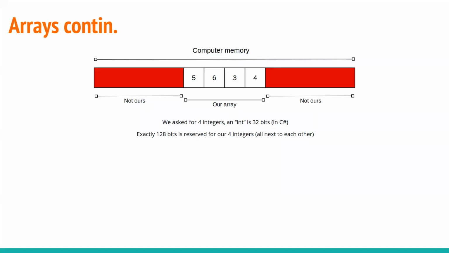Okay, so exactly that many bits was reserved in memory, all next to each other. Now what this allows for, and we'll explore the maths of it a little bit more later, is this. You can picture that the computer knows where the array starts. The computer knows that the array starts over here, and it knows that everything in the array is 32 bits. So that's 32 bits, that's 32 bits, that's 32 bits, and that's 32 bits.